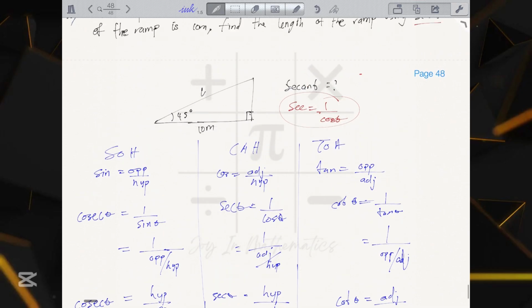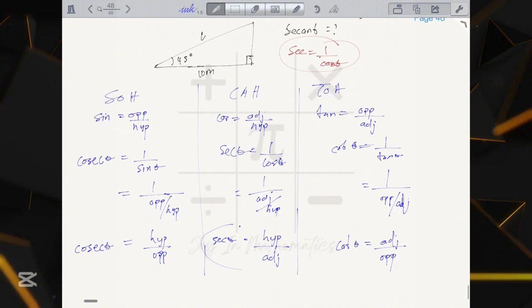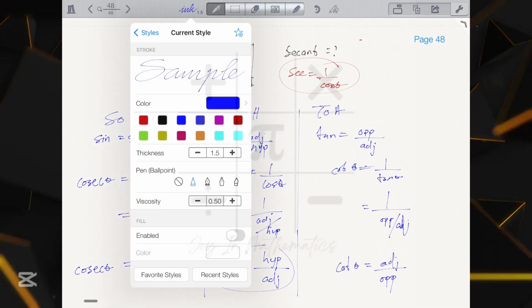Now, let's go back to the question. The question says a ramp is inclined at an angle of 45 degrees. If the base of the ramp is 10 meters, we should find the length of the ramp. Emphasis on using secant. Now, secant in this case is hypotenuse over adjacent. And we look at this question now, this diagram.